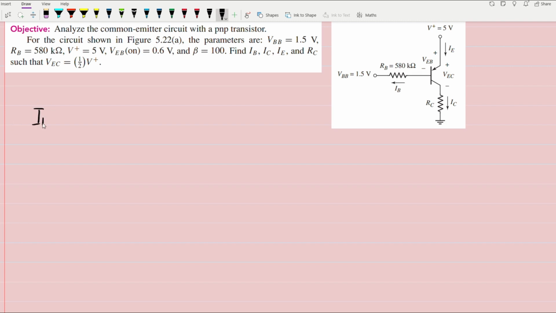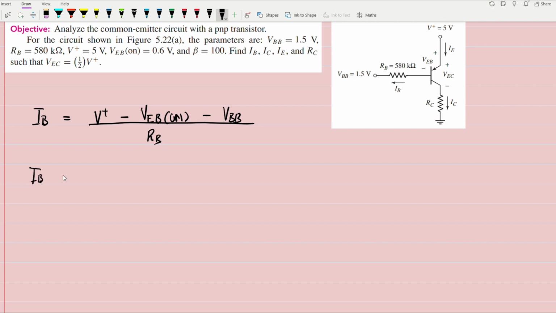IB is equal to V positive, which is 5 volts, minus VEB on, minus VBB, all divided by the resistor in between, which is RB.